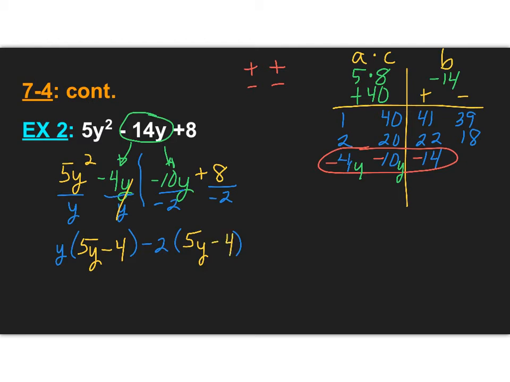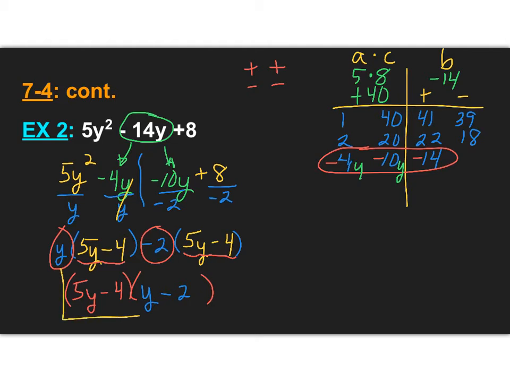And so you can see that what they have inside is the same. So that 5y minus 4 gets brought out in front of parentheses. And then what they have left over, the y and the minus 2, are going to be put inside. So here is your final answer. Next problem.